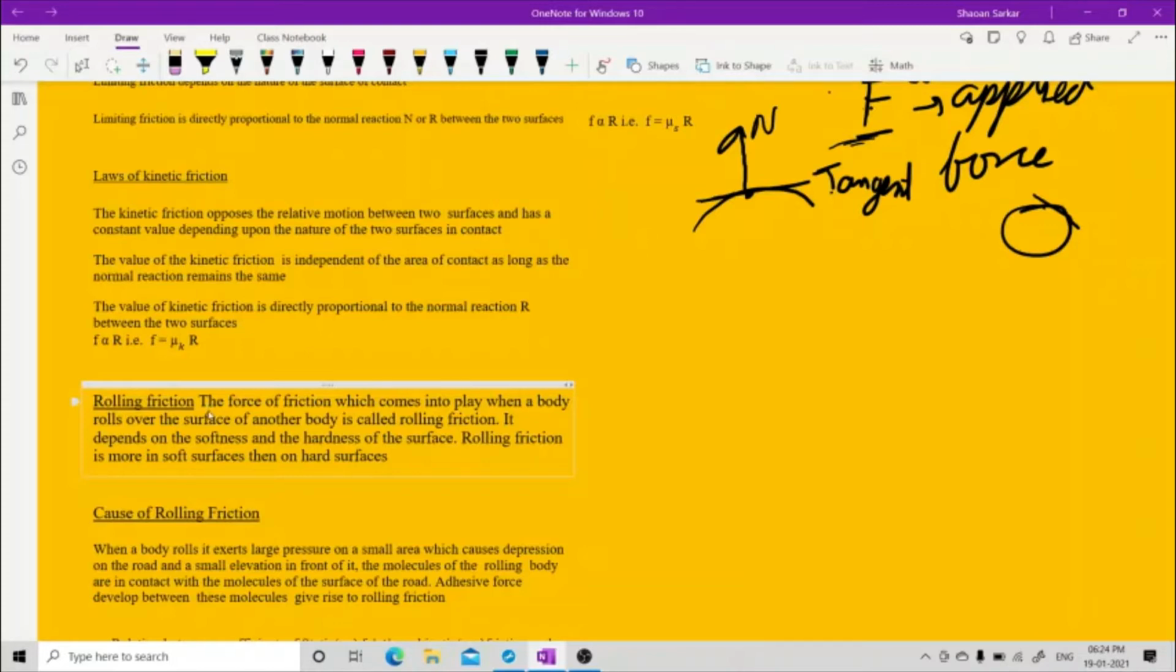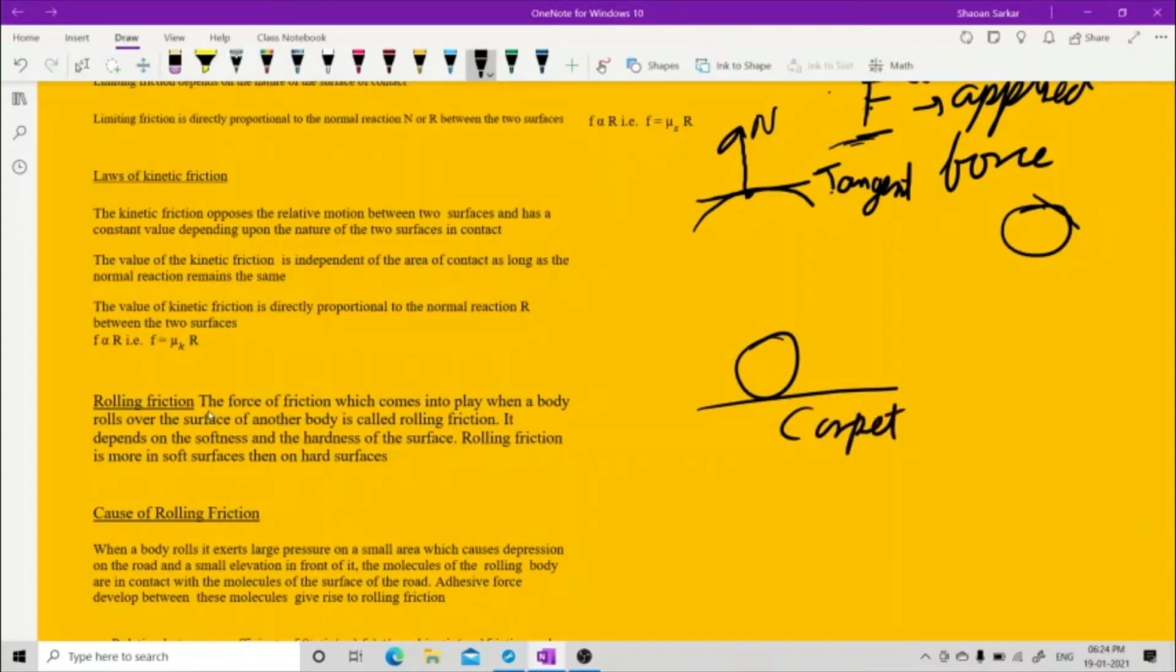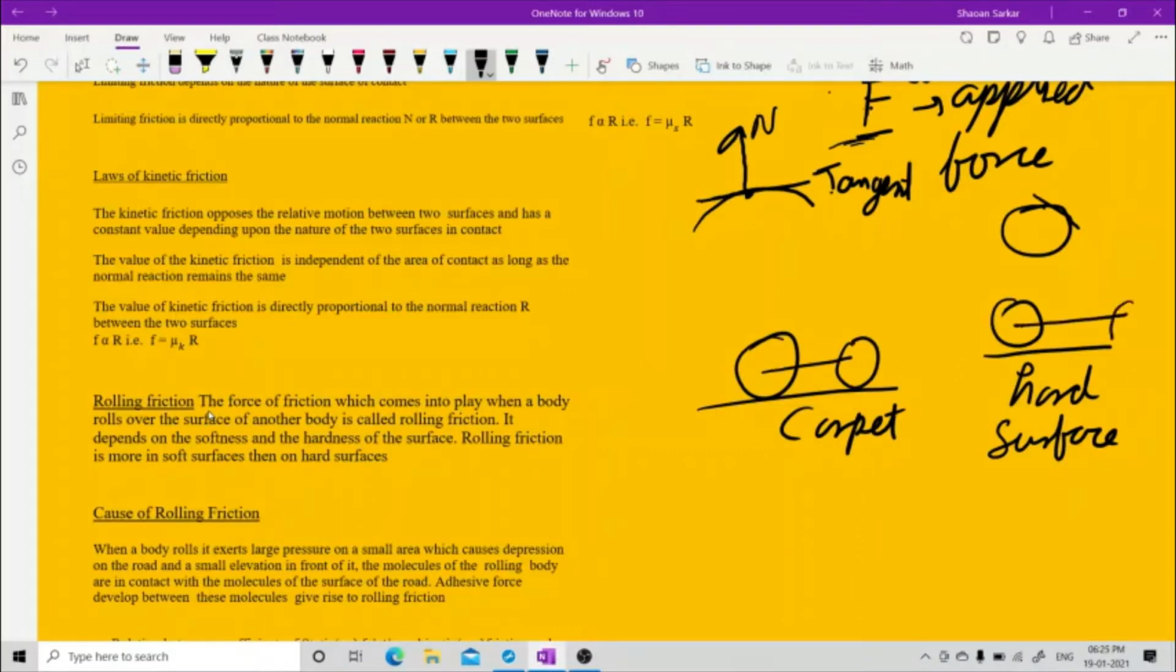Suppose you roll a ball on a carpet. This is the carpet, and suppose this is the ball, the same ball on a hard surface, let's say the floor of your house. If you roll the ball on the carpet, it will go till here and it will stop. While if you roll that ball on the floor, at your home or any place, it may go still further and then stop.